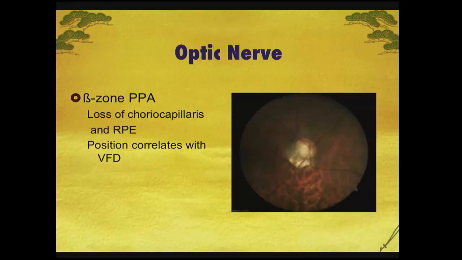You also want to look for beta zone peripapillary atrophy, which is seen infratemporally on the nerve. That's a loss of the choriocapillaris and the retinal pigment epithelium. And the position of this atrophy usually correlates with the position of the visual field defect.